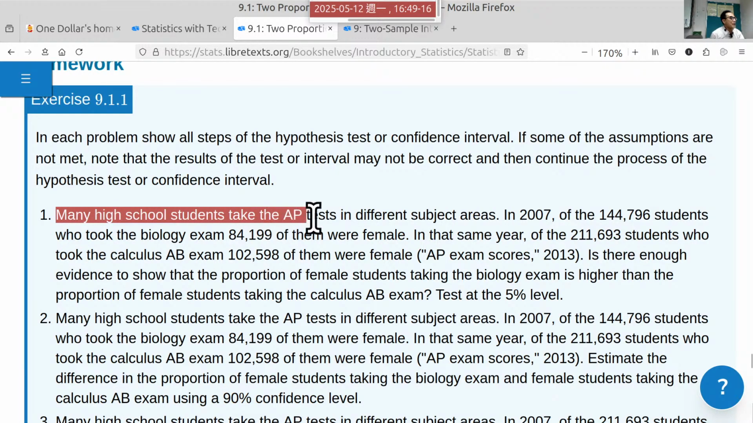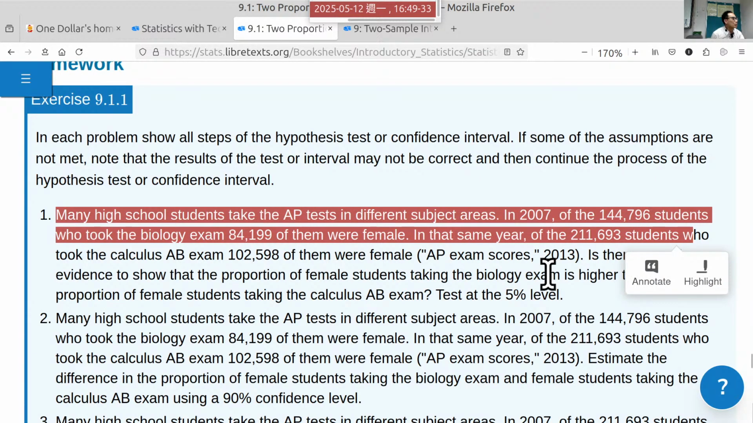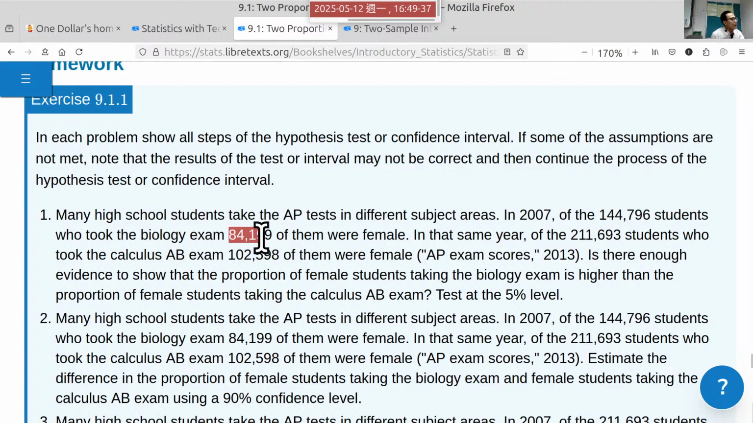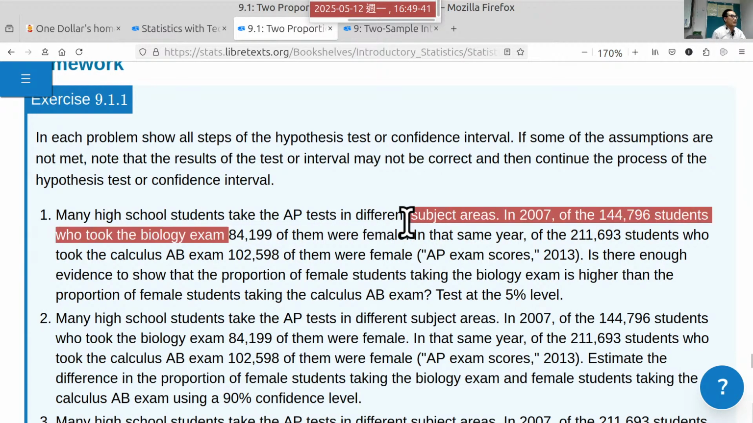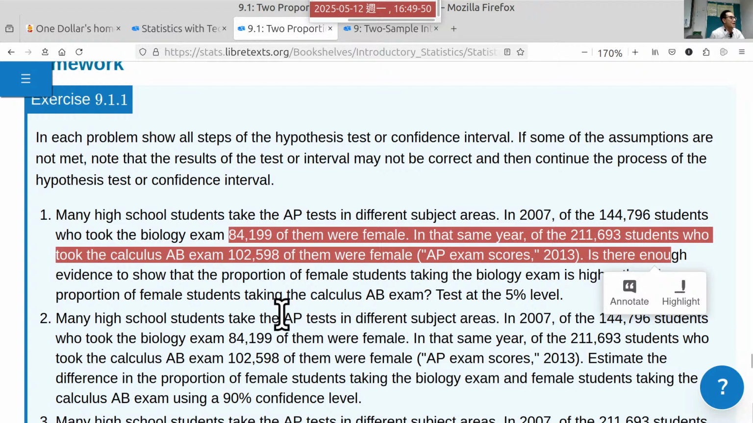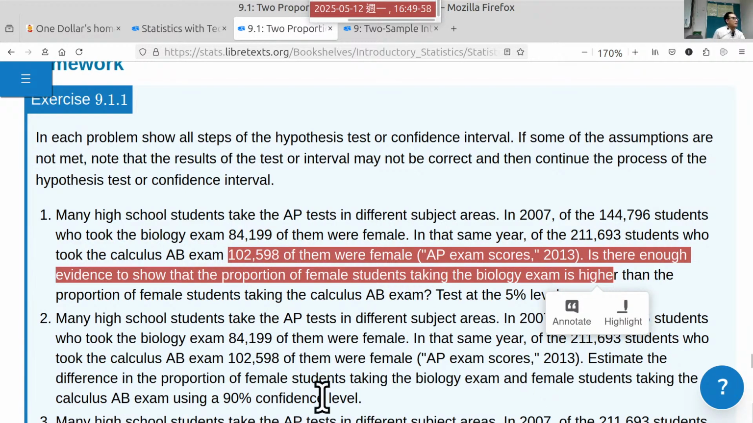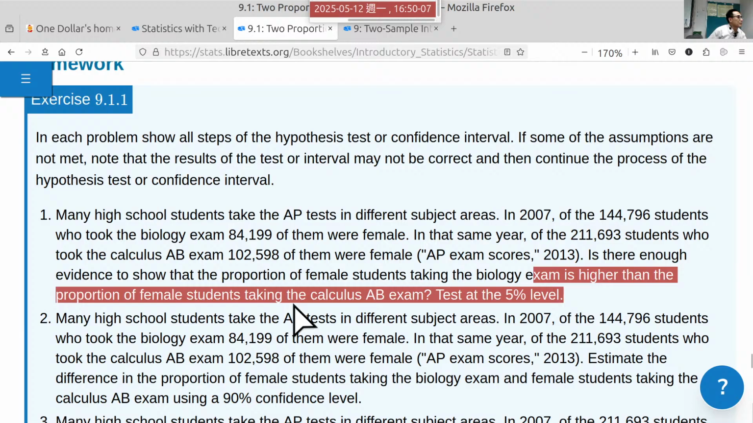Many high school students take the AP test in different subject areas. In 2007, there were 144,796 students who took the biology exam, and 84,199 of them were female. In the same year, of 211,693 students who took the calculus AP exam, 102,598 of them were female. Is there enough evidence to show the proportion of female students taking biology exams is higher than the proportion of female students taking the calculus AP exam, at the 5% level?